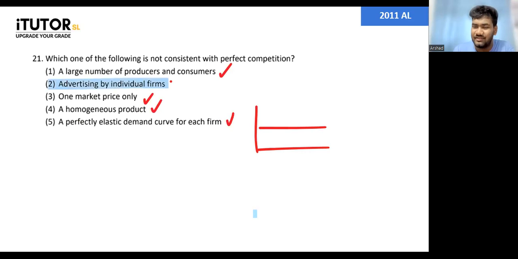Advertising by individual firm. Yes, will any firm advertise? Have you seen rice farmers advertising or vegetable farmers advertising, come and buy my vegetable? No, right? You might have a brand, but the farmer doesn't advertise. Because why? It's the same, no? Everyone's rice is the same. So what can you advertise? Same thing. So you don't really advertise those things. So this one becomes your answer.